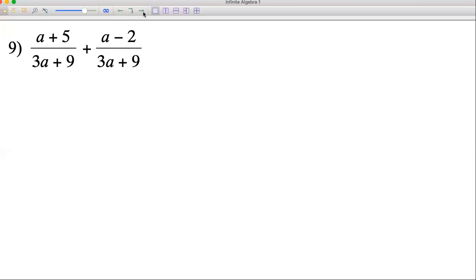Wait, do you agree we have common denominators? So then I just add these two things. A plus a is, and 5 minus 2 is, yes. But then can't you do 3 into 9?